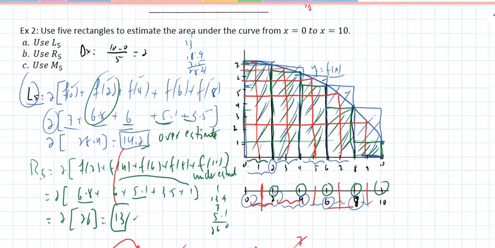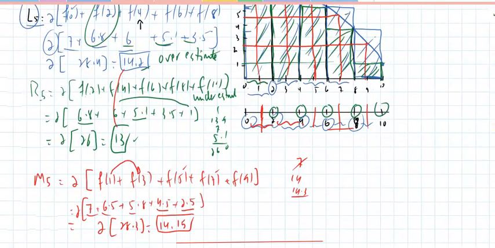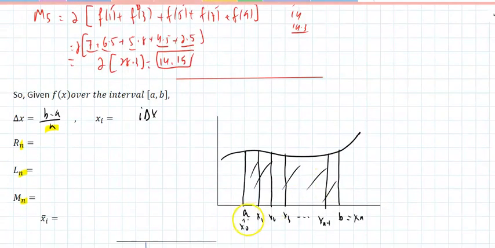If you look at this, if you want to find this x, take 3 times delta x. Do you see that? 3 times 2 is 6. That's how it works. But if you start at 0, that's fine. If you don't, all you have to do is add the starting point. And that tells you what the x's are.